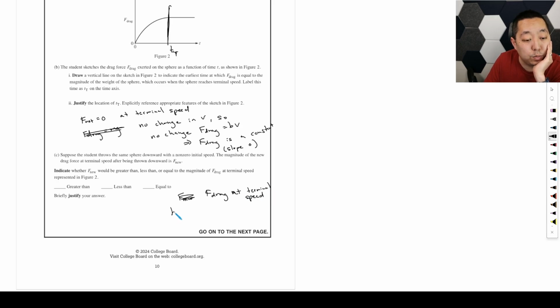Terminal speed is when bv equals mg, so we know the terminal velocity is mg over b. The terminal speed doesn't change because it's the same mass, same g, same b coefficient. That's a constant, so we assume Vt is the same, which implies the drag force equals mg at terminal speed. So it doesn't really matter, just F drag equals mg. The mass doesn't change, so it's equal.